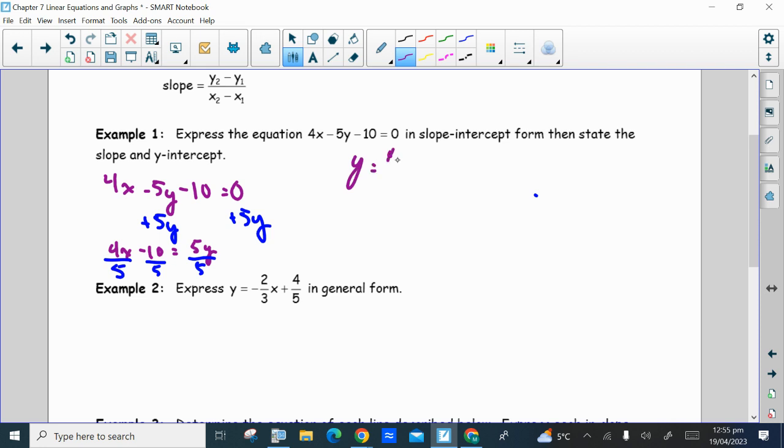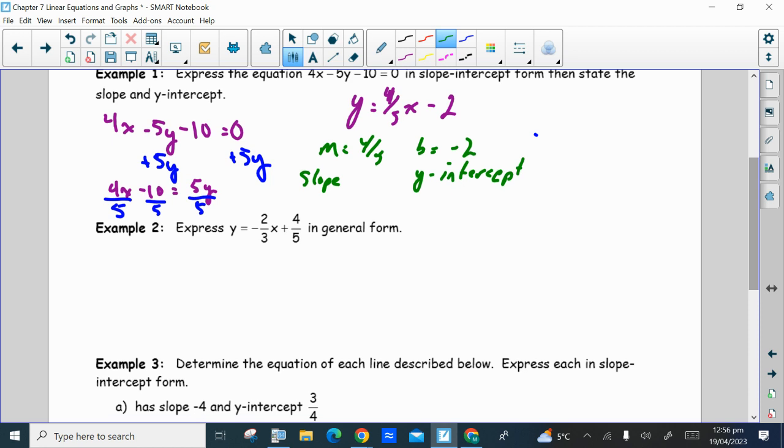The other side, you'll have 4 over 5 x minus, the second term on the left is 10 over 5, which is 2. Now it's in slope-intercept form. And remember, m, the slope, is the number in front of x. That's 4/5. B, the y-intercept, is negative 2. So there's your slope and your y-intercept. M is the slope. B is the y-intercept, where the graph crosses the y-axis.